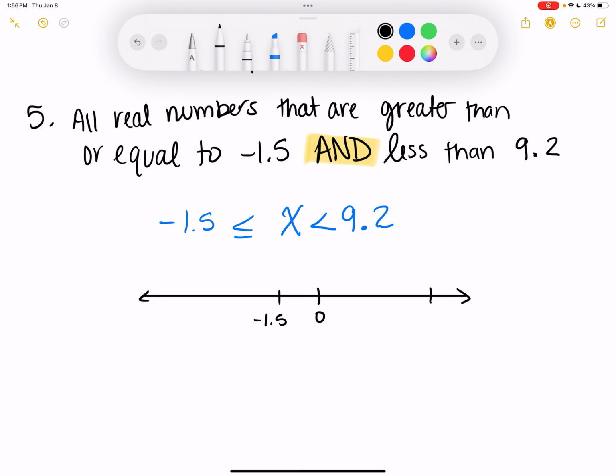Because these are weird numbers, I'm just gonna put them on here like this, but normally I would probably put whole numbers on here. Alright, so this one is an exception, it doesn't face a direction, it goes between, so it's in this range of numbers. That means it's going between -1.5 and 9.2, so they're facing each other. This one is or equal to, so it's a bracket. This one is just less than, so it's a parentheses, and then I shade between it.